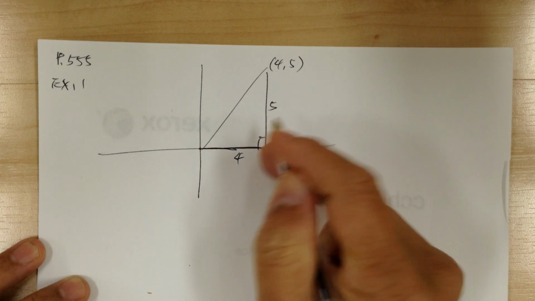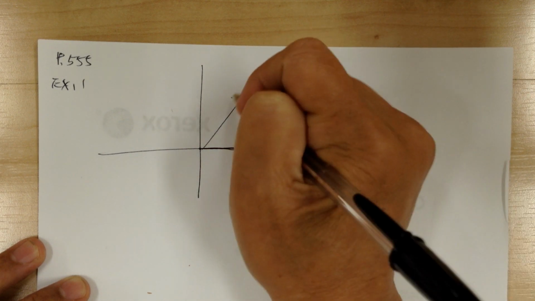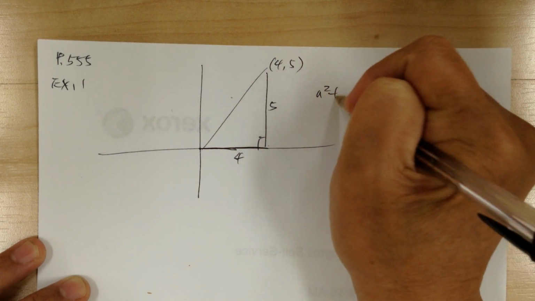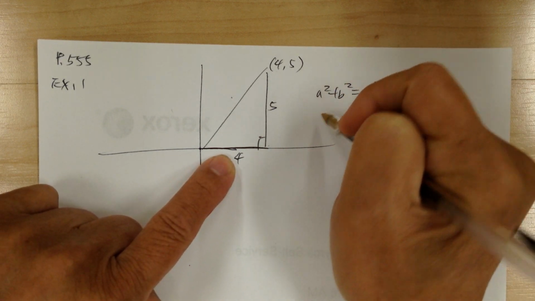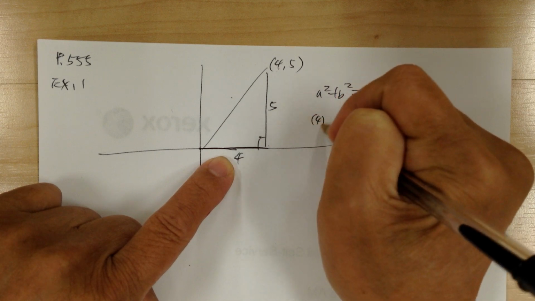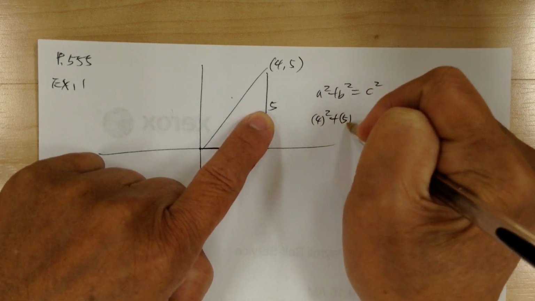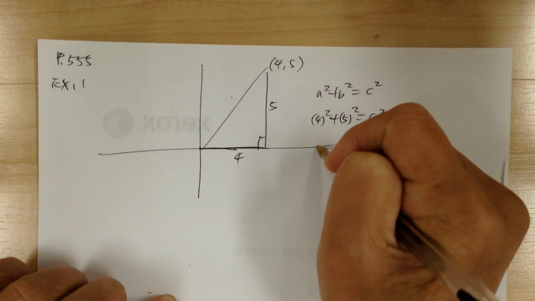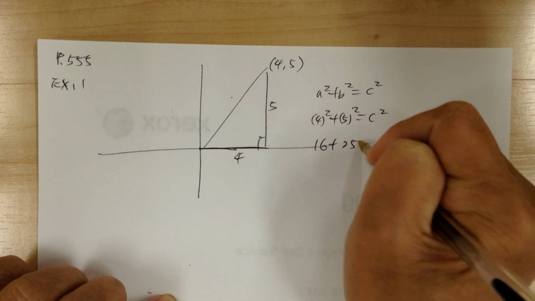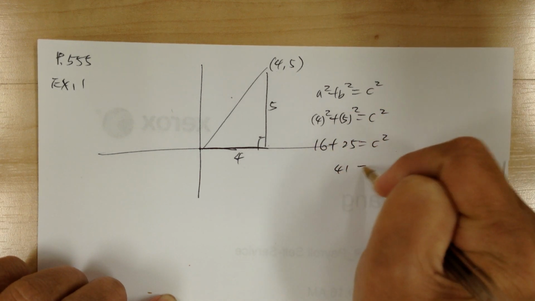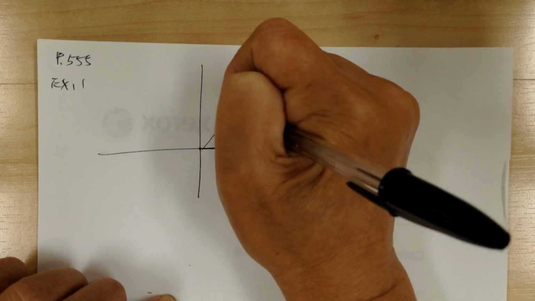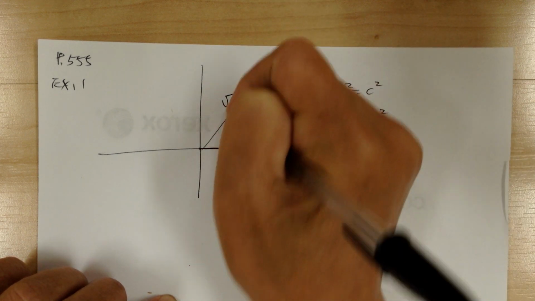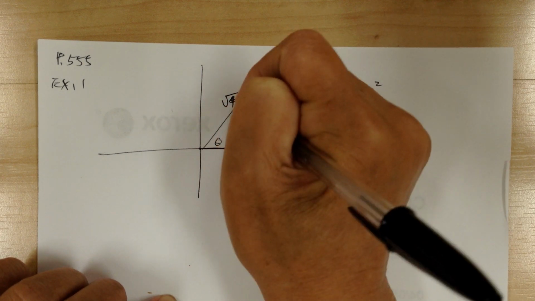Use your Pythagorean theorem to find your hypotenuse. a squared plus b squared equals c squared. So 4 squared plus 5 squared equals c squared. You get 16 plus 25 equals c squared, so 41 equals c squared. So c equals square root of 41. So this length is square root of 41, and your angle theta is right over here.